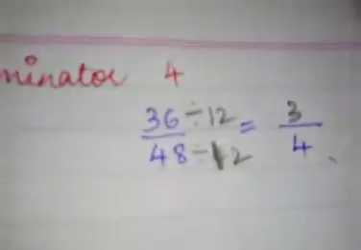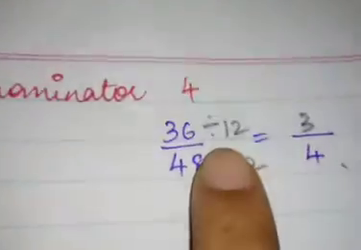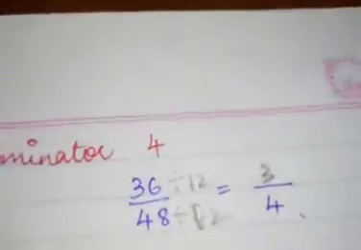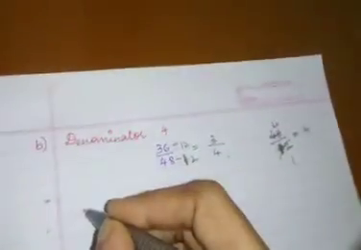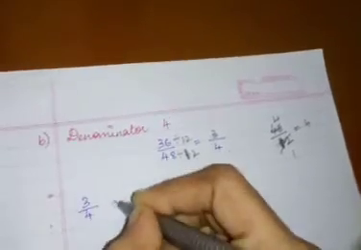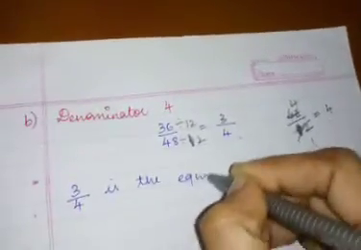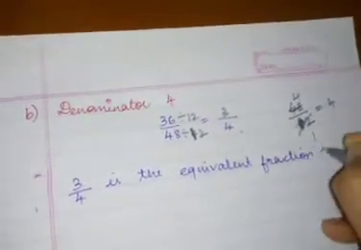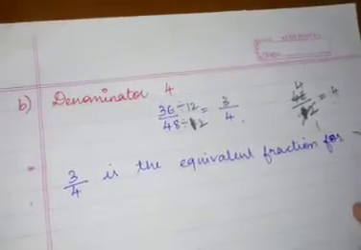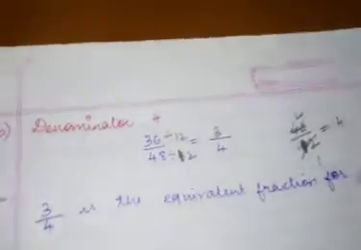I am just dividing it. 48 divided by 12 is 4. So I am going to divide it in numerator also. 36 divided by 12. So answer is 3. So 3 by 4 is your equivalent fraction which you are getting with the denominator 4. Okay, denominator 4. Okay. 3 by 4 is the equivalent fraction for 36 by 48. Just listen, children.